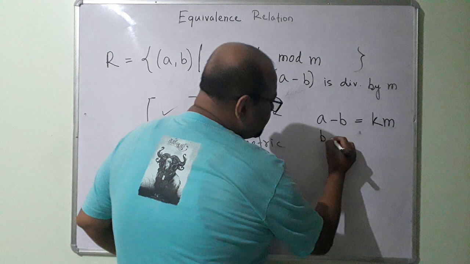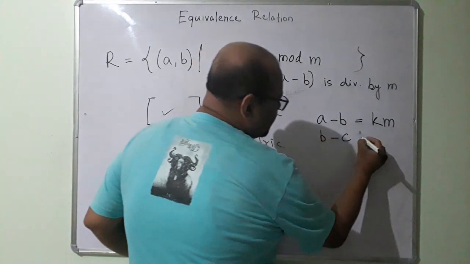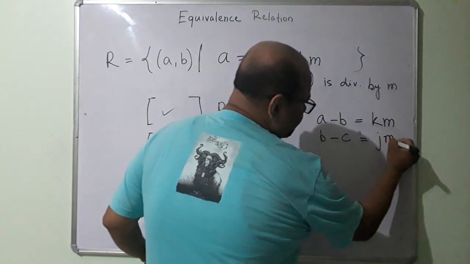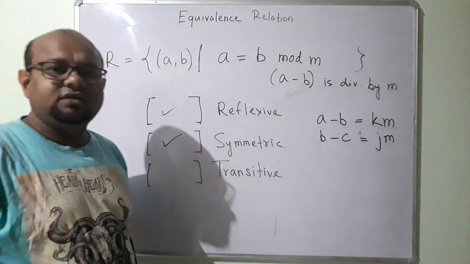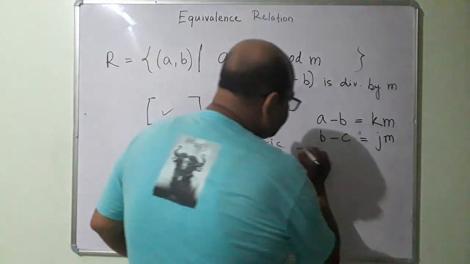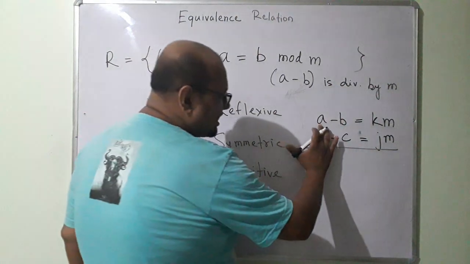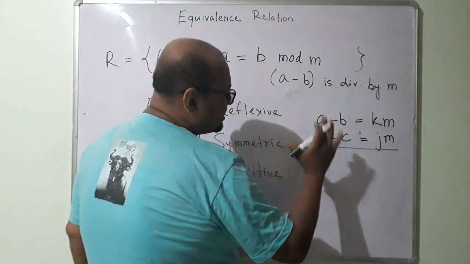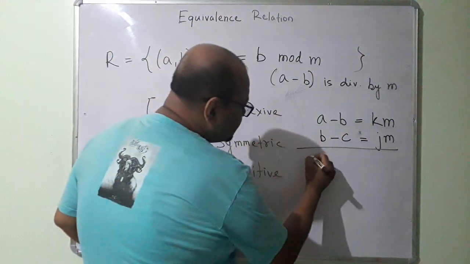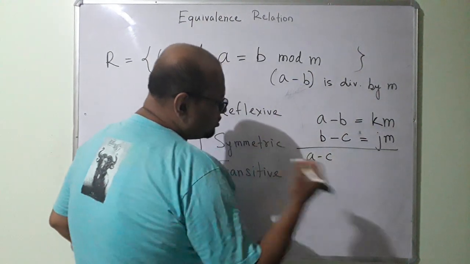Then let us say B minus C is also divisible by M. And let us say this is J into M. Alright? So my question is, if AB and BC is divisible by M, that means AB is in the relation, BC is in the relation. Is AC in the relation? So let us try to figure out.